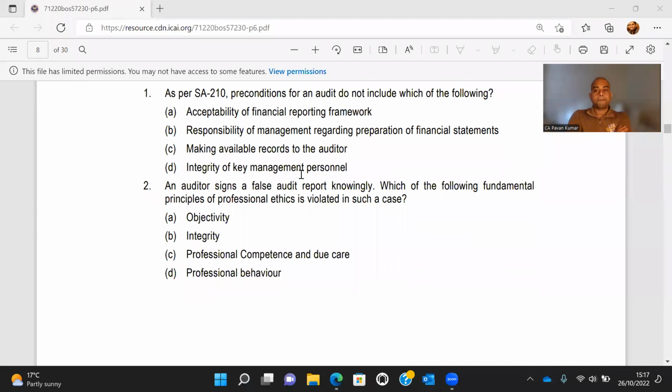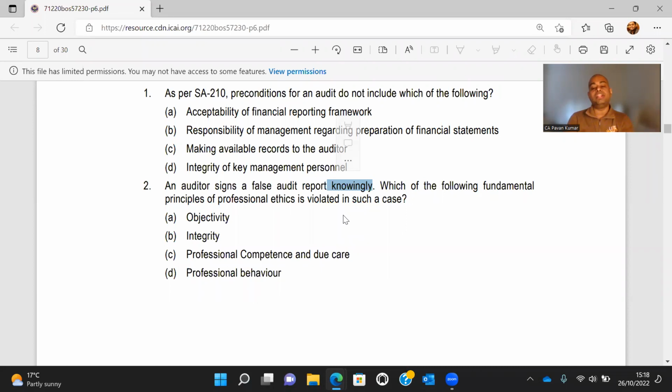Read, ma. Okay, sir. An auditor signs a false audit report knowingly. Did you do it knowingly or unknowingly? Knowingly. Will you do it after becoming a CA, Nazia? Never, sir. Very good. I'm proud of you. So an auditor signs a false audit report knowingly, not unknowingly. Continue. Which of the following fundamental principles of professional ethics is violated in such a case? Option A, objectivity; integrity; professional competence and due care; professional behavior.